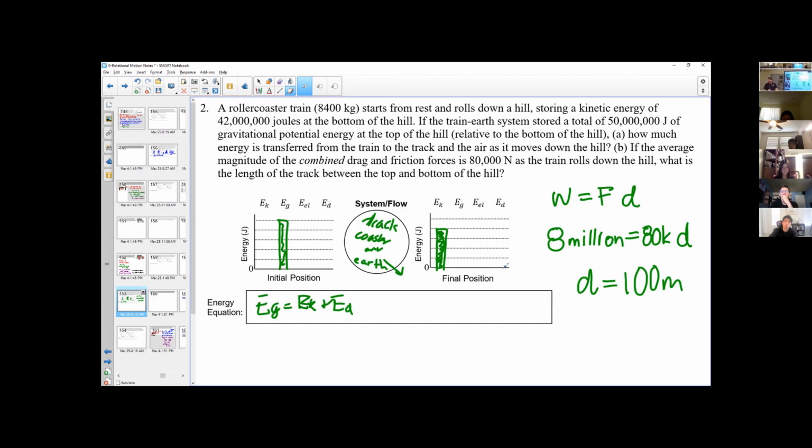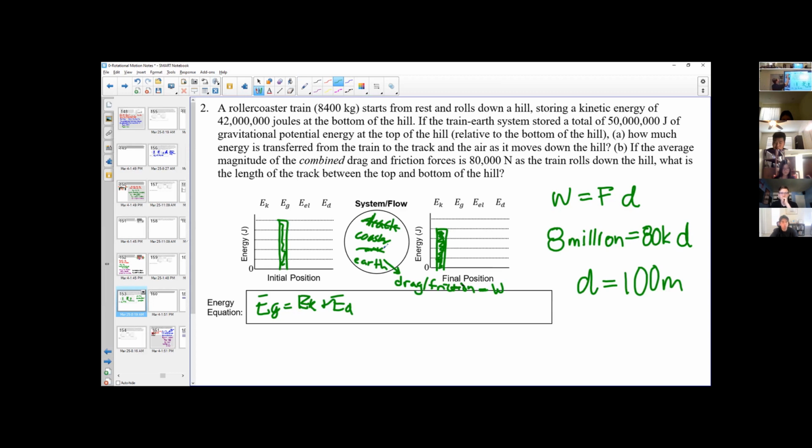You have to have one or the other, but not both. So if you draw the arrow, that means that drag and friction is the work that was done. And so if it's work, then you show it coming out, and then you don't need the track or the air as part of your system, because you're saying they're not in the system, so it's work.